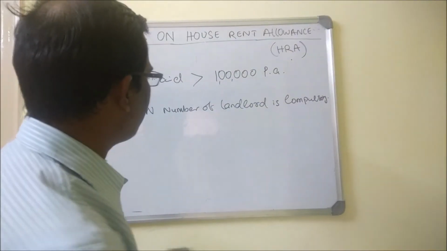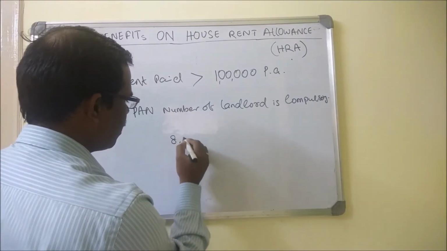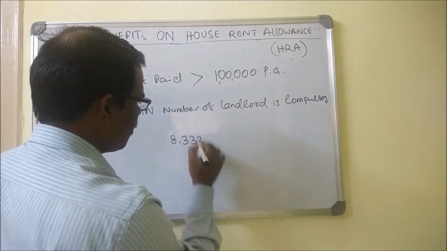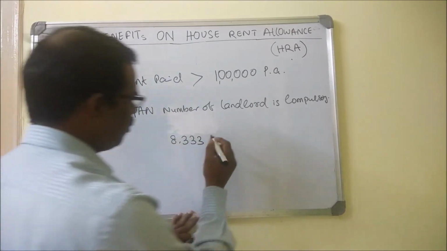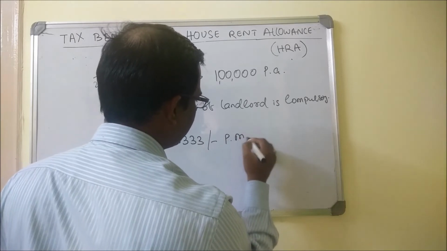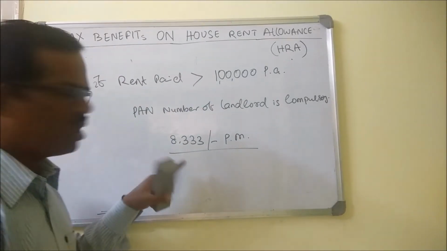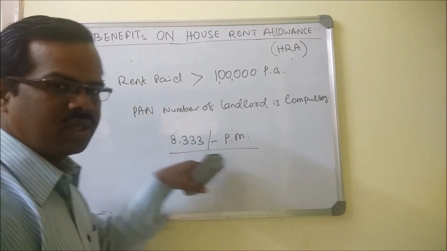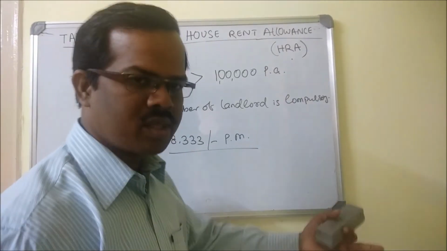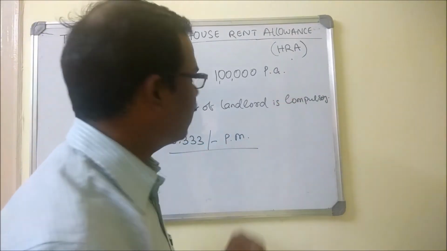This 1 lakh per annum comes to approximately 8,333 per month. So beyond this, you have to furnish the PAN number of the landlord in the rent receipt.